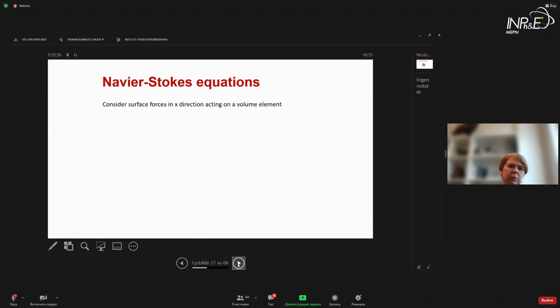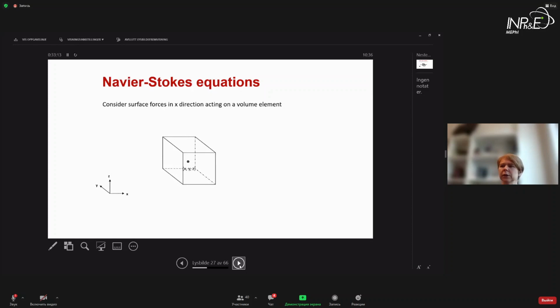So now let's make these equations and go the way via Newton's law for the fluid particle. Let us see which forces are acting on a volume element.